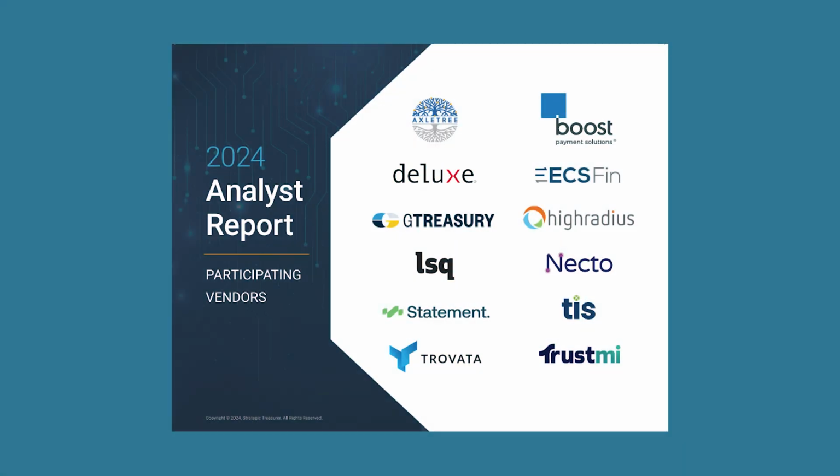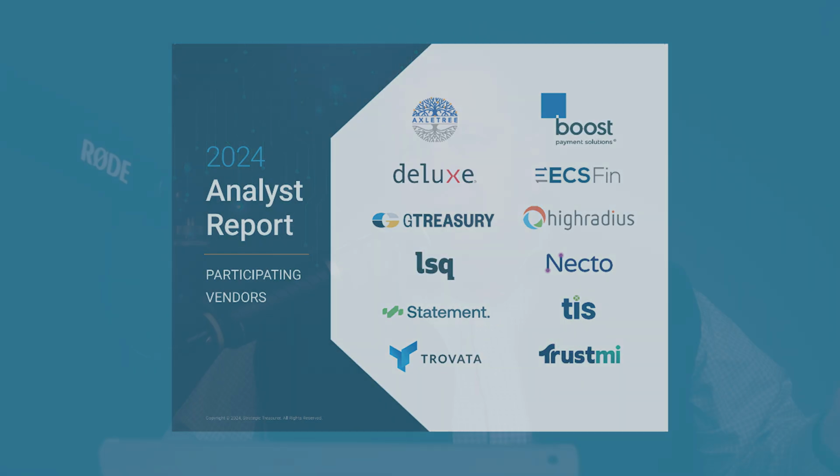So some of the names you'll see there for Treasury Aggregators and Treasury Aggregation are Axletree, Deluxe, ECS Fin, GTreasury, Necto, TIS. Now, aggregators connect to banks for payments, as you mentioned, and for information reporting. They connect to other sources as well for other types of data, let's say rates. But let's focus on the bank side.